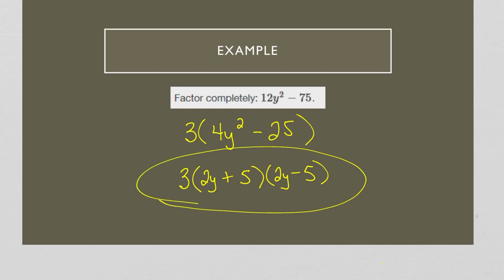Now, could you still do the AC method? Yeah, and you would want your middle term to be 0. So you can still do the AC method like I taught you. It's just more work. It's so much faster if you can recognize that this is a difference of squares and it factors to be a conjugate pair.